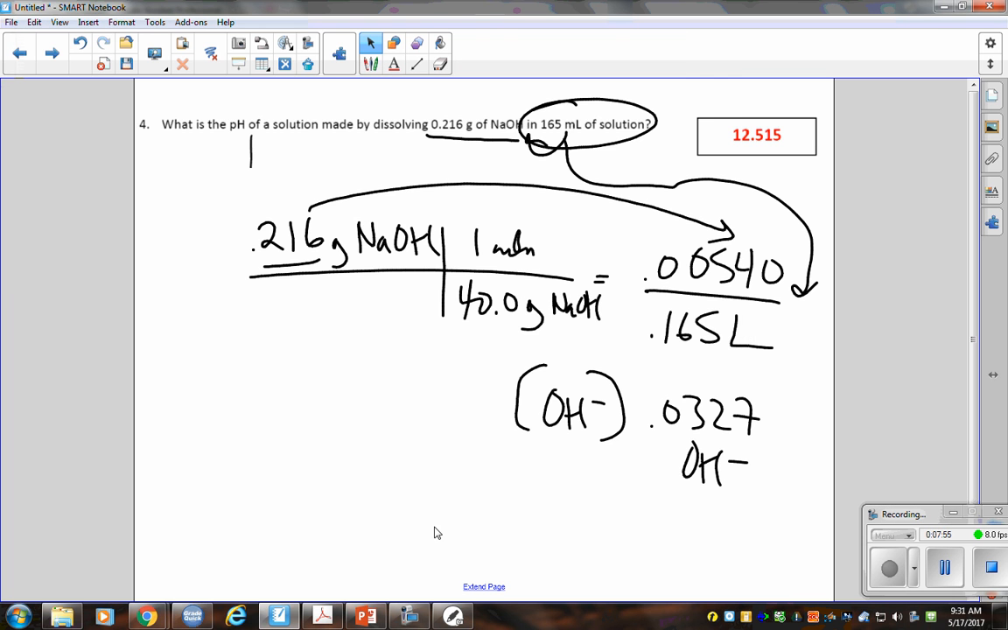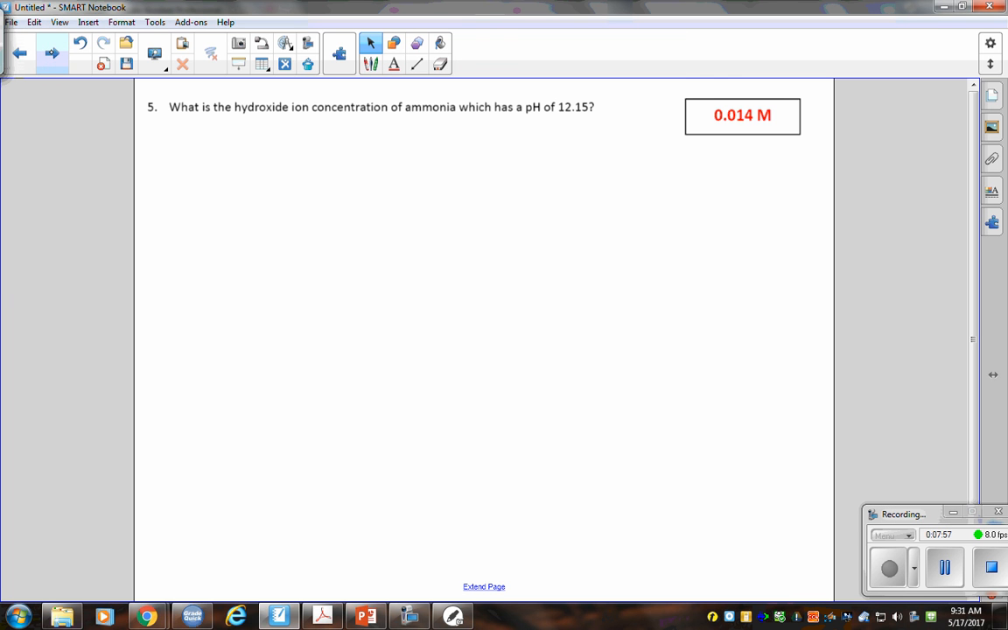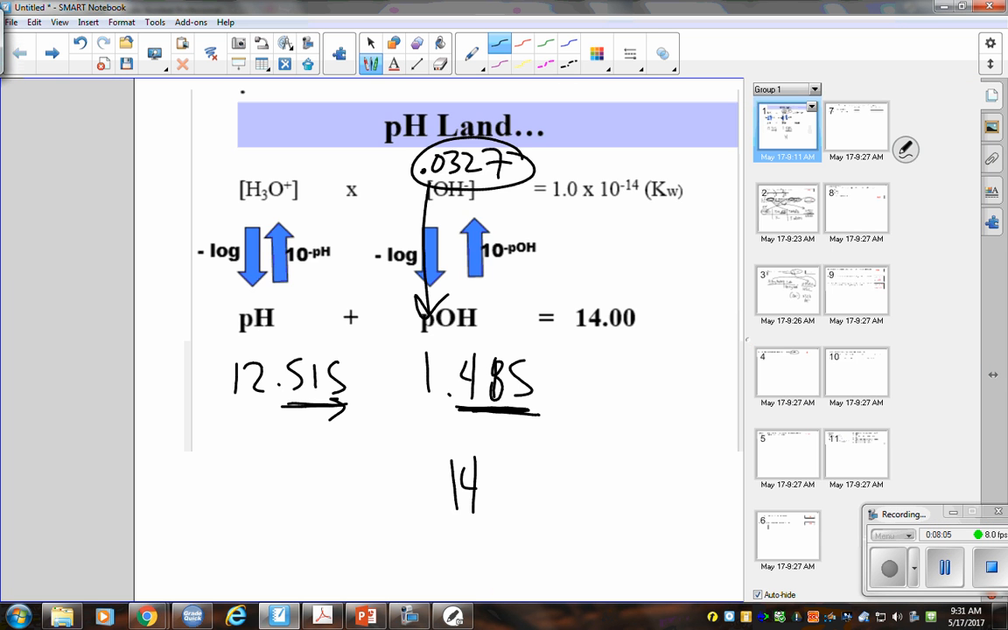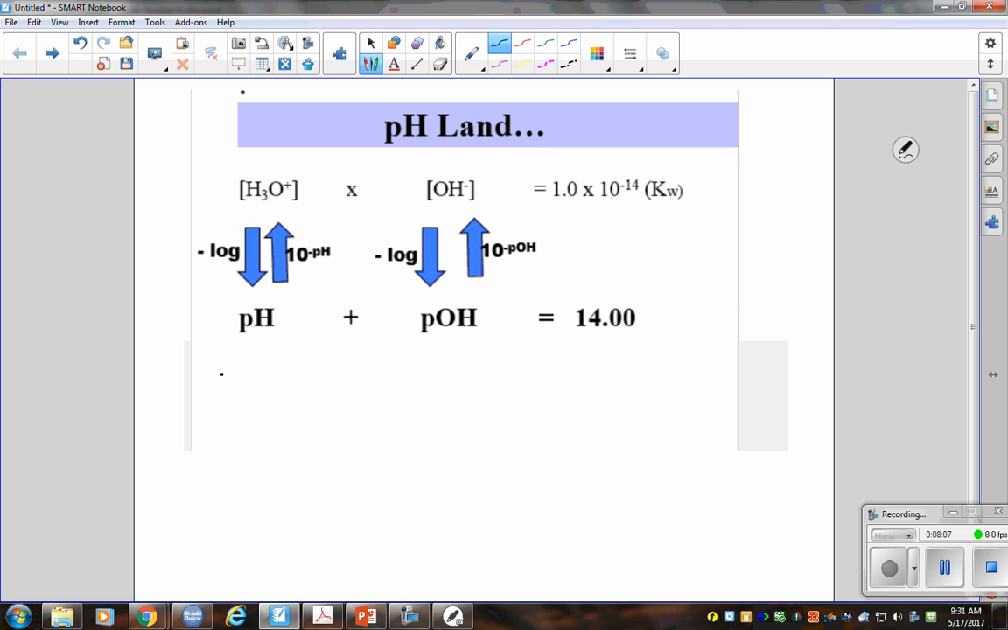Next, 5. Hydroxide ion concentration. You have ammonia, which has a pH of 12.15. So where are they starting me? No Ka, no Kb, really. It's just giving me a pH of 12.15 here. First of all, I got 2 decimal places, which means I'm going to have 2 sig figs on top. You want to be aware of that.